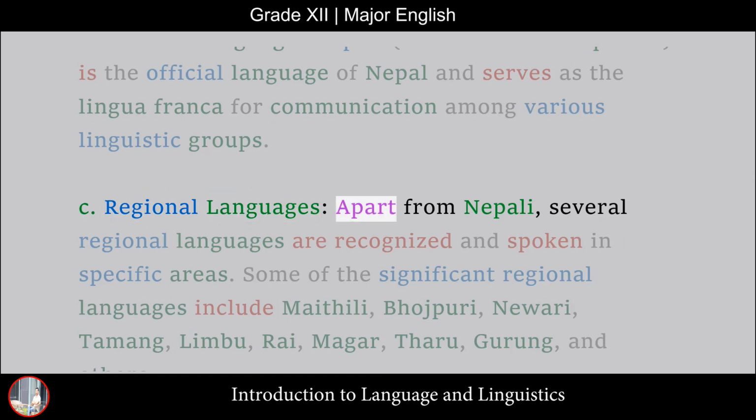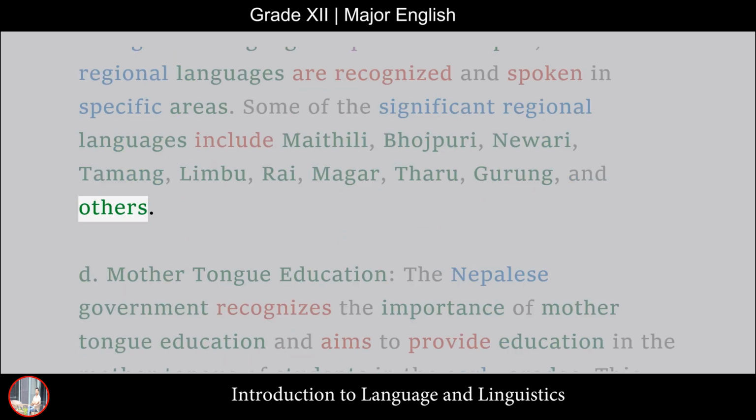Regional languages. Apart from Nepali, several regional languages are recognized and spoken in specific areas. Some of the significant regional languages include Maithili, Bhojpuri, Newari, Tamang, Limbu, Rai, Magar, Tharu, Gurung, and others.